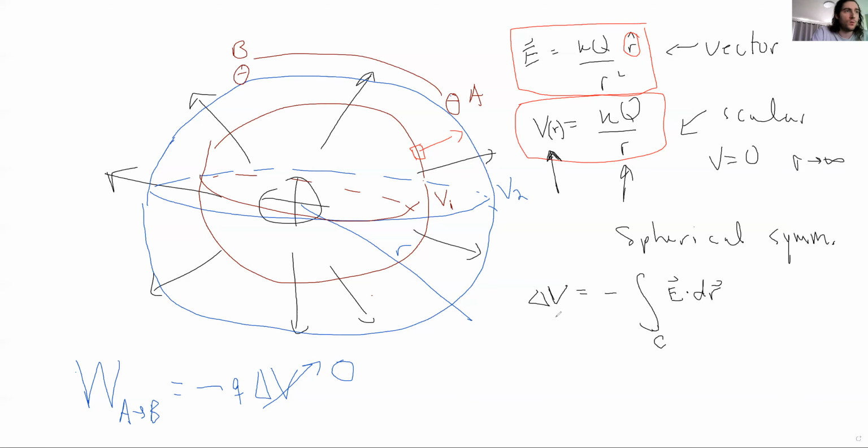Okay, so what does that mean? Well, first let's write this delta V as V of R minus some constant. We'll call it V A, or V at some point P. Okay, this is just a constant, so that this part is just constant.